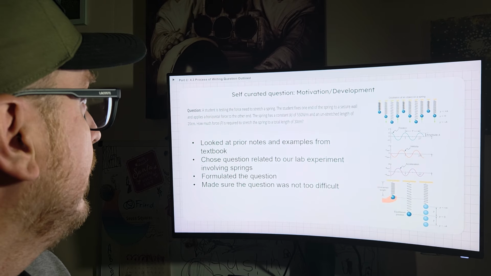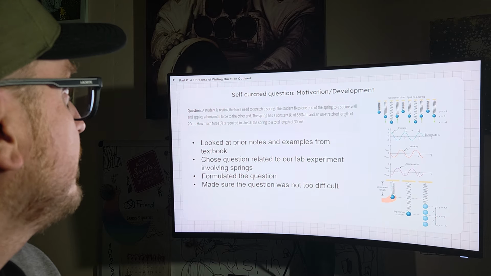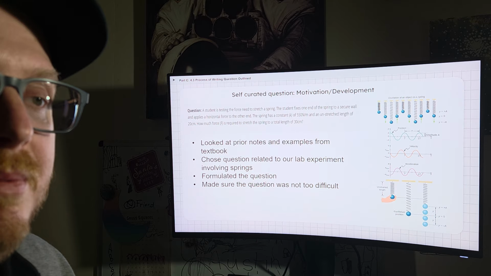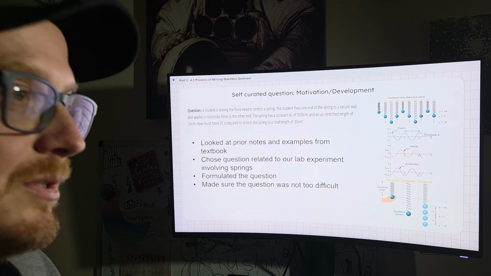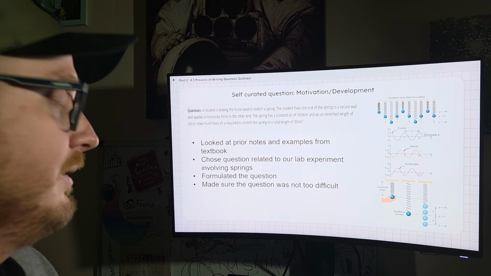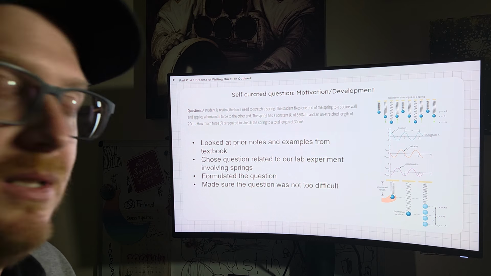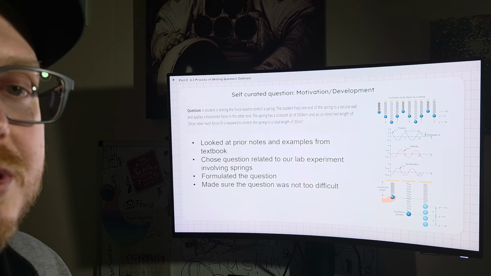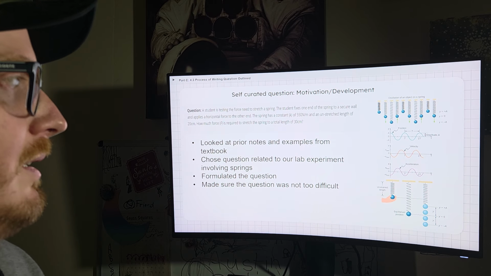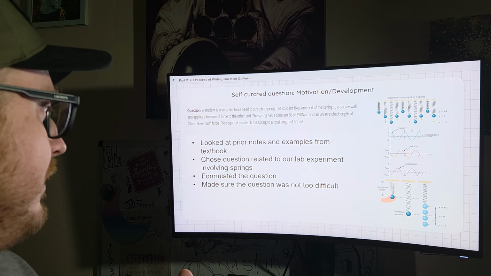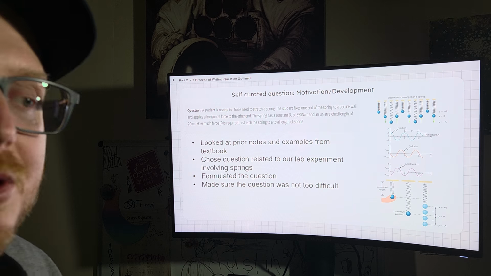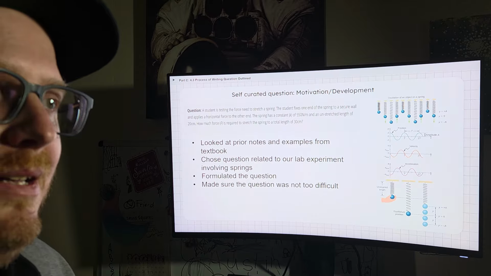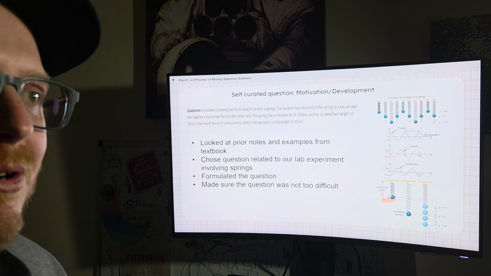Okay, in this next slide, we have the process of writing the question outlined. So the process for me was, first, I had to find something similar using Hooke's law, which is basically just going back in our textbook and looking at our prior notes, because we covered this in one of our labs. And then I essentially chose a question related to Hooke's law that I could formulate, and made sure that the question was not too difficult, didn't have like 6 to 8 steps that would be really difficult to solve and make it harder on the students.